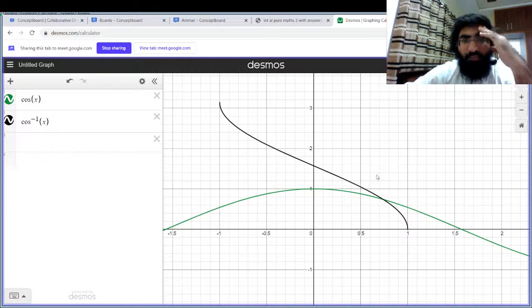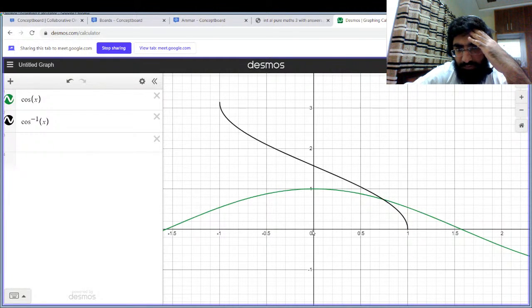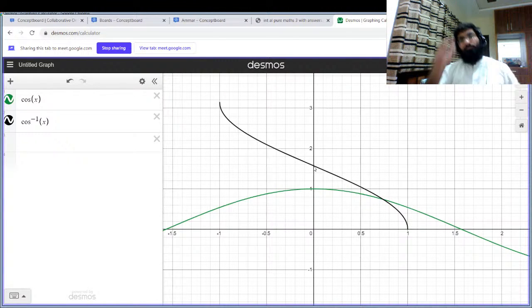Pi by 2. It's 1 when cos inverse of 0. At what? 90 degrees is pi by 2. Again at 1.57 it will be 0. It's pi by 2. So pi by 2 over here, the highest point will be... So yeah, it's just a reflection, not reflection, it's rotation. Okay.